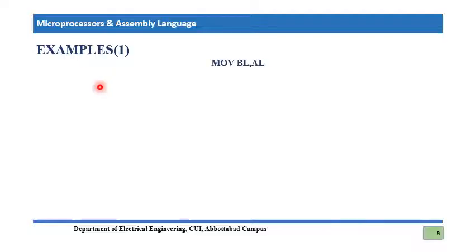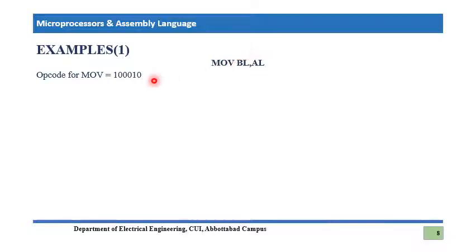Okay, this is our very first example that we are going to translate into machine code: MOV BL, AL. I hope everybody understands this instruction now, since AL is the source register and BL is going to be the destination register. So whatever the content of AL, it is going to be transferred into BL. Let's proceed to its machine code conversion.